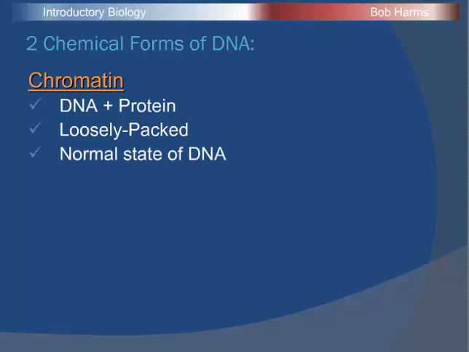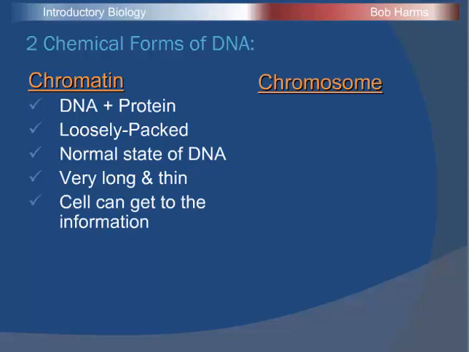So if I were to randomly pick out a cell from your body, a skin cell, let's say, and look at it under the microscope, its DNA would be in the form of chromatin. Now, in this form, the DNA is very long and thin. In fact, it's so skinny that we cannot see it under the light microscope. If we look at a cell and look at the nucleus, we can see there's stuff in there, but we cannot see individual pieces of DNA. And the benefit of having the information in this form is the cell can use that information. It can get to that information and utilize it.